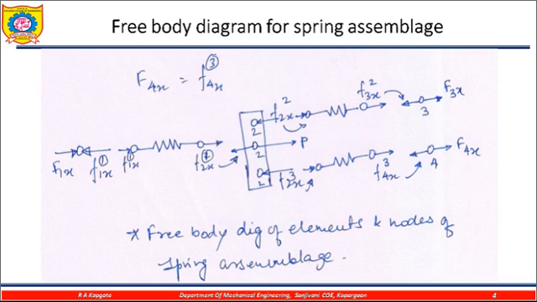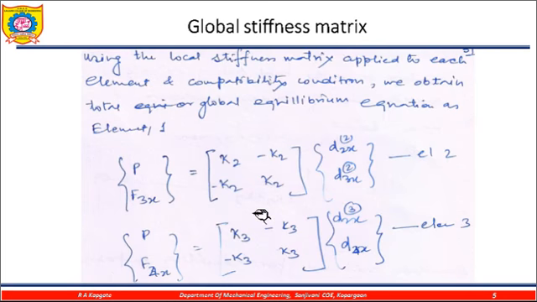So this is the force diagram, or we could say the nodal diagram, and in this one how the different forces are available and how to manipulate them is given. See, this is the force applied at this level. So this is the free body diagram of the elements and the nodes of the spring assemblage. So what do we get? We get three elements: element number 1, element number 2, and element number 3. Element number 1 is very easy: that is k1, minus k1, minus k1, k1.